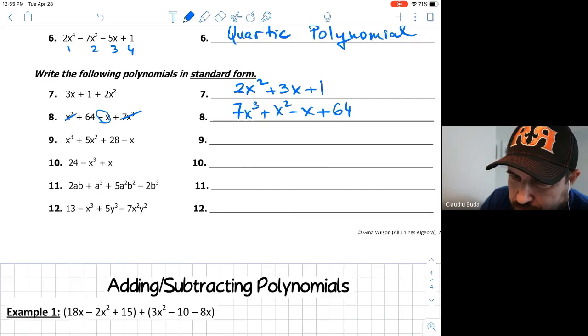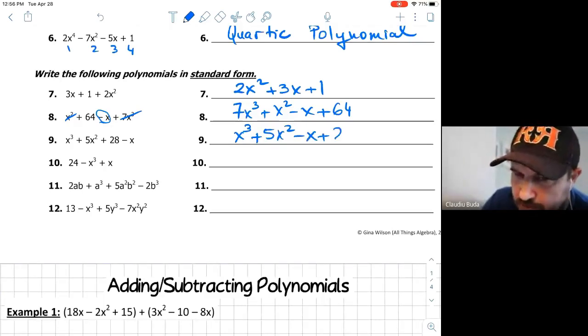Okay, number 9. We have x cubed plus 5x squared plus 28 minus x. So let's see which one is the highest. X cubed. Okay, the next one is x squared, so we're going to put that term, 5x squared. The next one would be what? Negative x, and then plus 28.